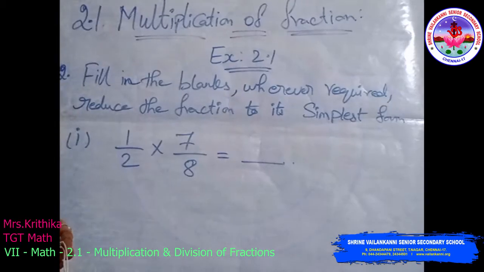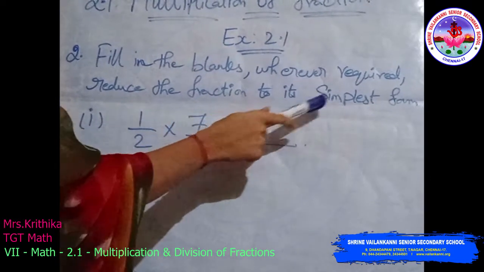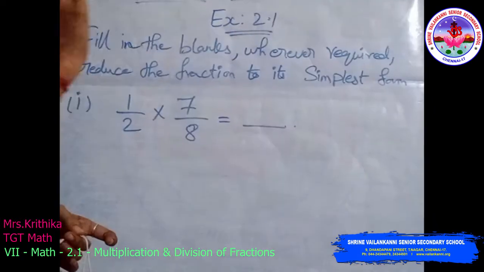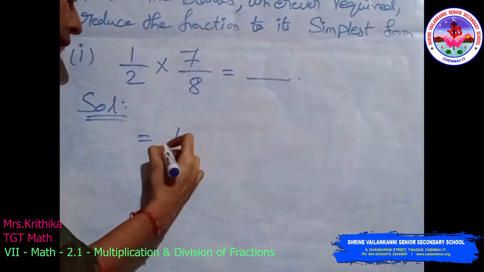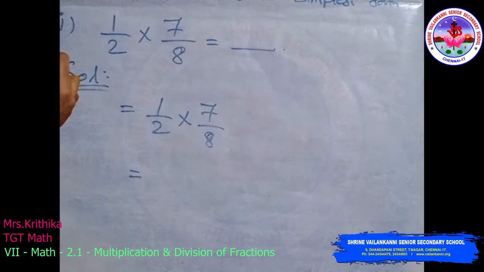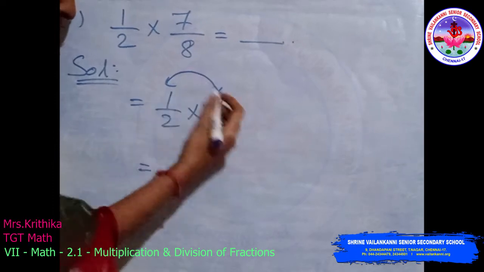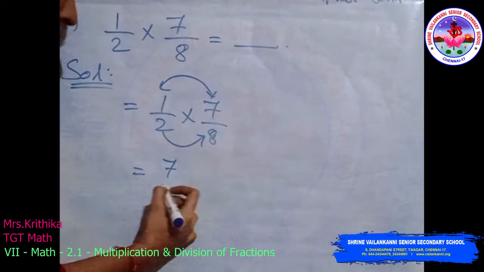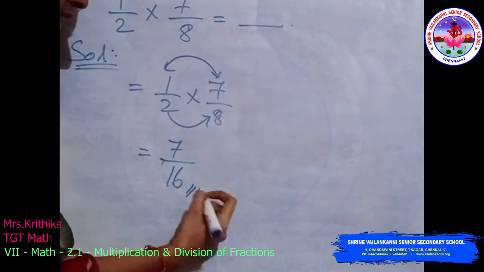Exercise 2.1 second question, fill in the blanks wherever required. Reduce the fraction to its simplest form. The first one is 1 by 2 into 7 by 8 is equal to dash. Solution: 1 by 2 into 7 by 8. Here there is no cancel out, so you can multiply the numerators. 1 sevens are 7. You can multiply the denominators. 2 into 8. 8 twos are 16. 7 by 16 is the answer.